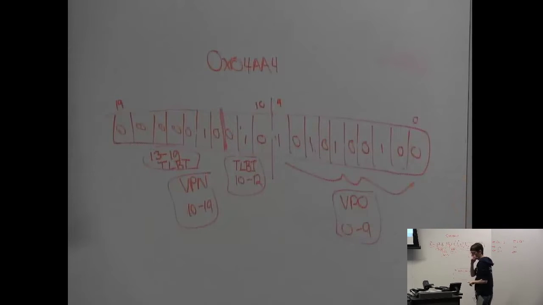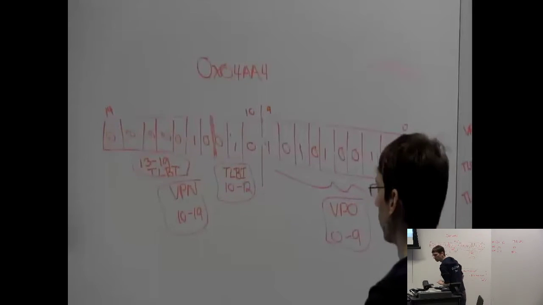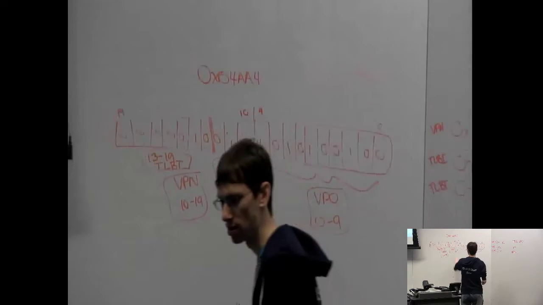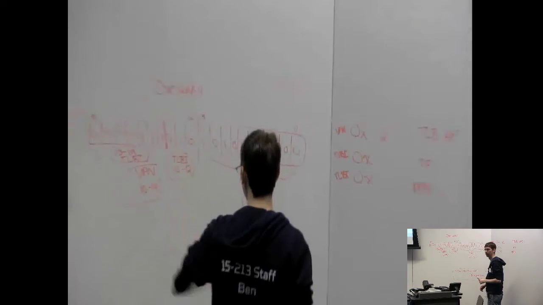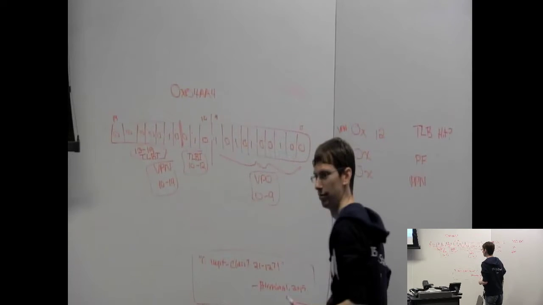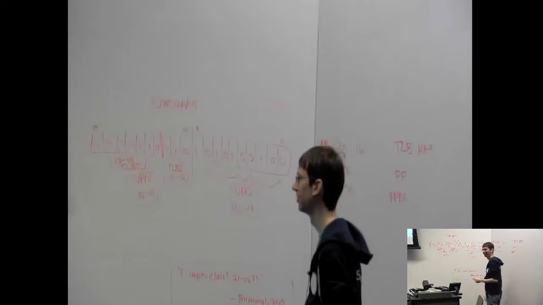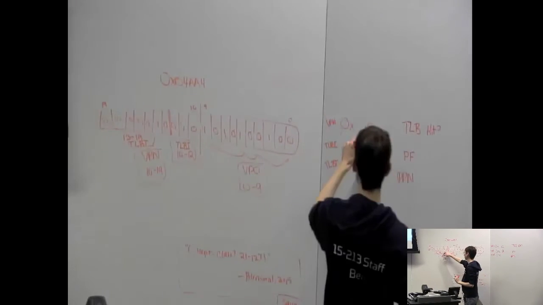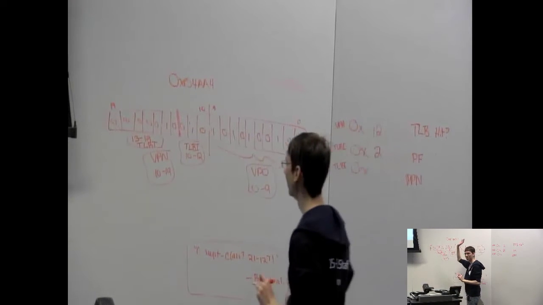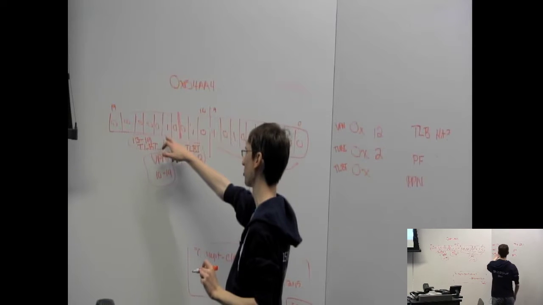Okay, and then what's the next part? We want the TLB index and the TLB tag. So what's the TLB index? Any ideas? 010 is 2. Okay, and the TLB tag, hey, look, it's also 00010, 2.